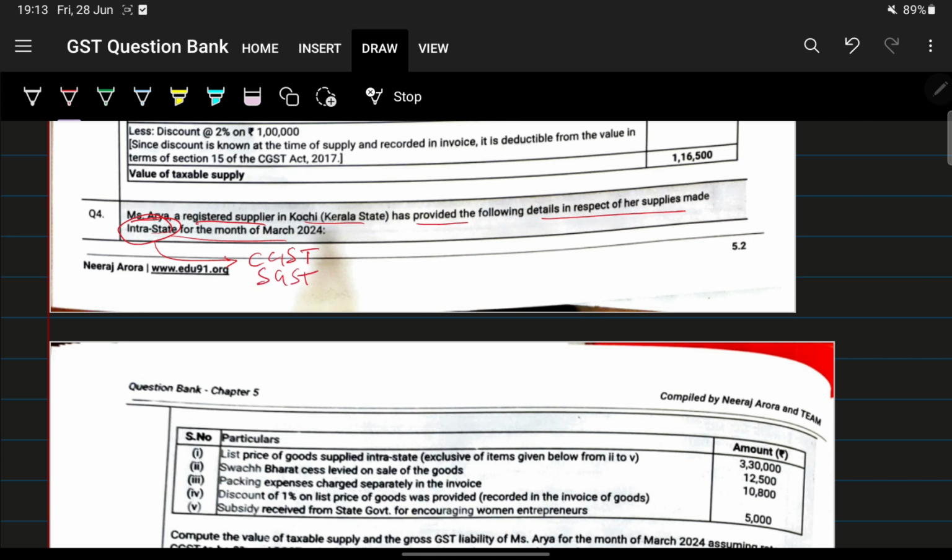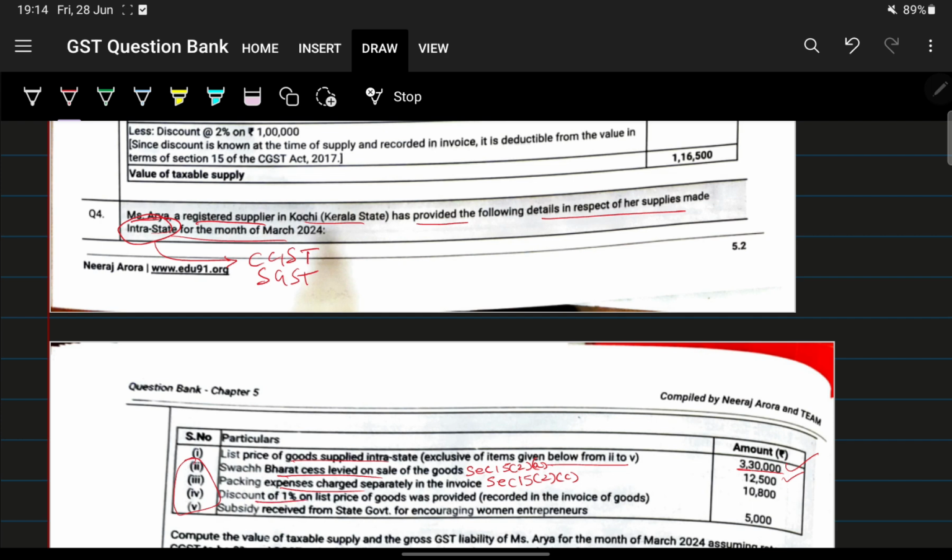Okay, next, list price for intrastate exclusive of all these items, meaning all these items are not included in this 3,30,000. Okay, so the list price is 3,30,000. You have to obviously add that. Swachh Bharat cess levy, again any tax other than GST and TCS has to be added to the value of supply. That is as per section 15 subsection 2 clause A.